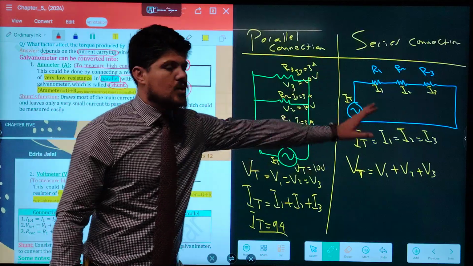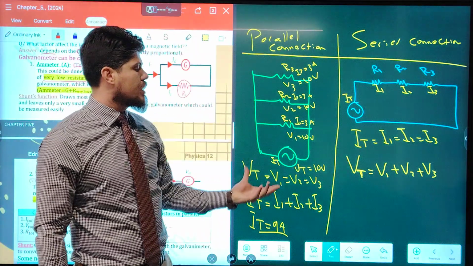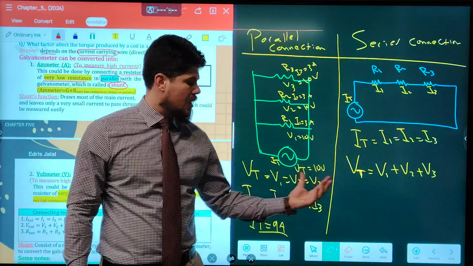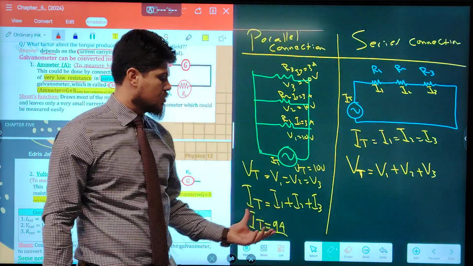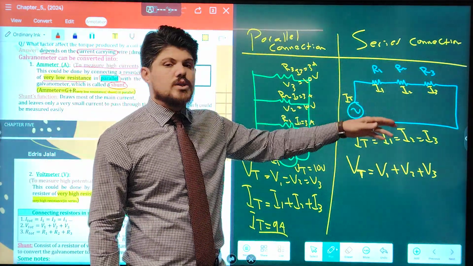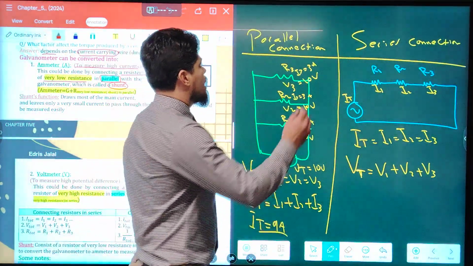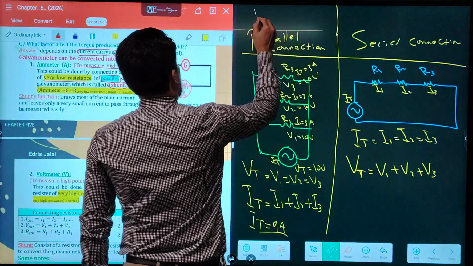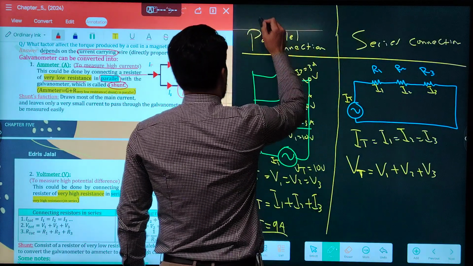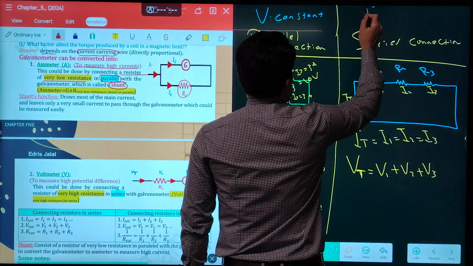So, the difference between series connection and parallel connection. Guys, once again, listen carefully. In parallel connection, the potential difference is constant, and we add the individual currents to find the total current. But in series connection, the current through the circuit is constant: I total is equal to I1, I2, and I3. But V is not constant. In parallel connection, V is constant; in series connection, current is constant.